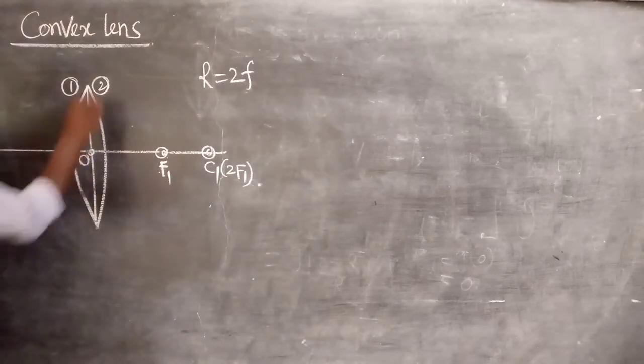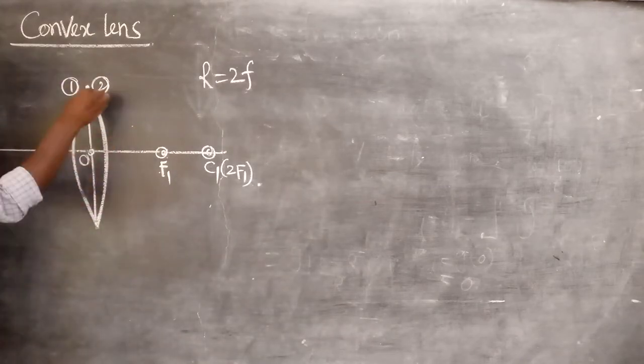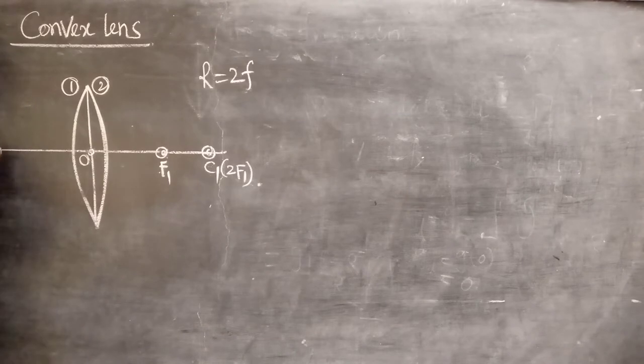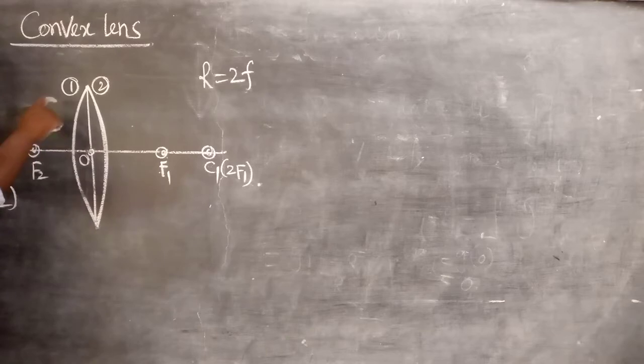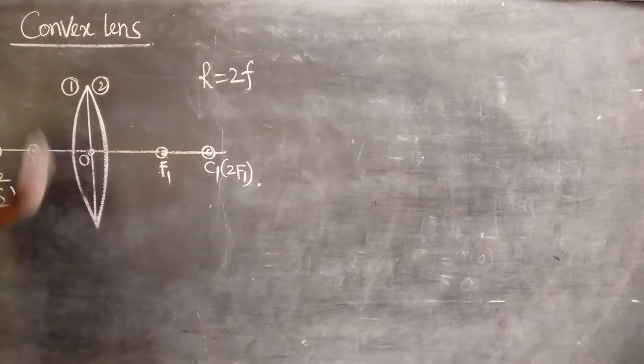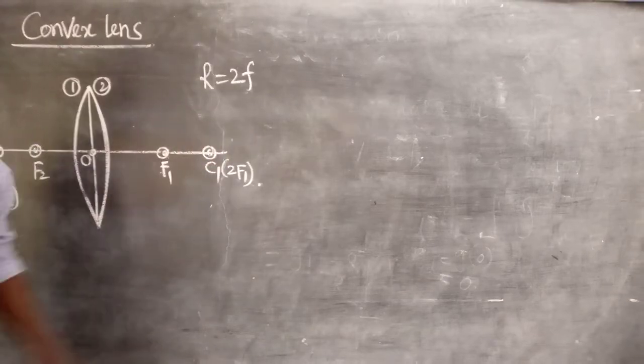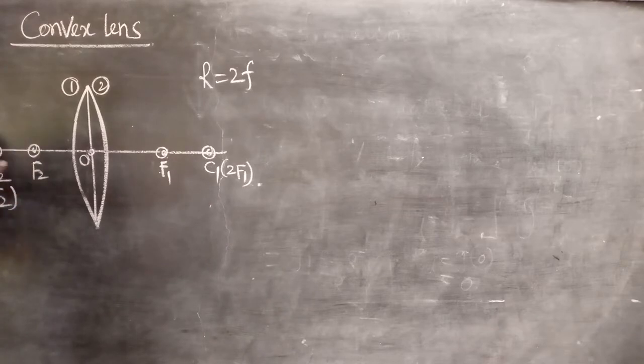That is one. Next, for the second curved surface, the center of curvature is here, C2, which is nothing but 2F2, because the radius of curvature is twice the focal length. So in case of a convex lens, F1 is on this side, C1 is also on the right hand side, and F2 and C2 are on the left hand side.